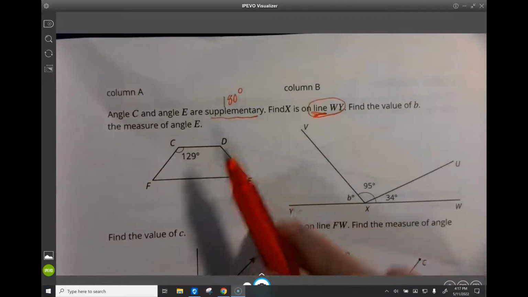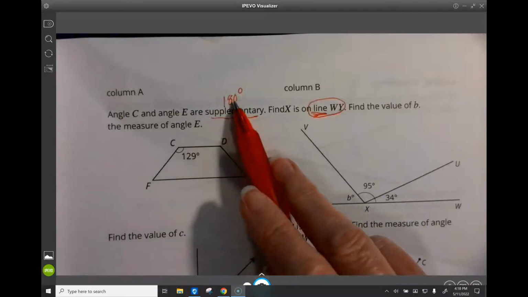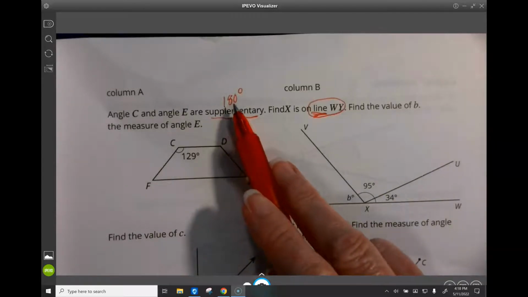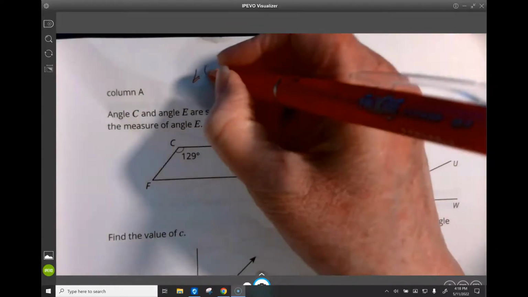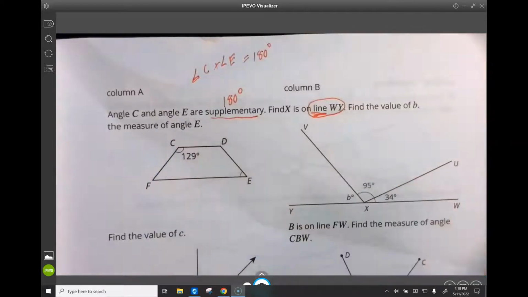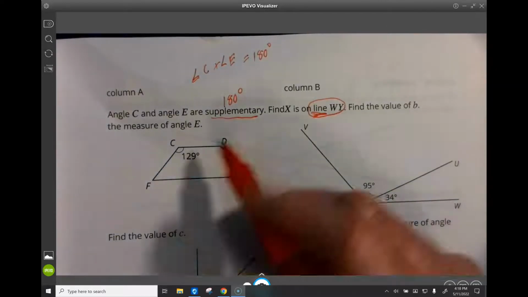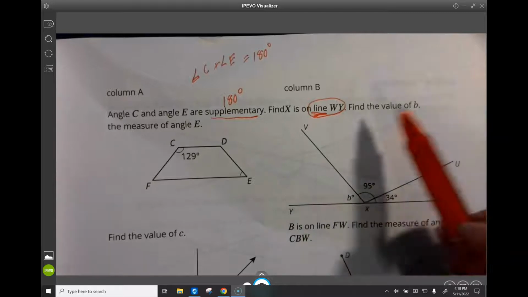So on this first one, I just want to point out a couple things. First of all, it says that they're supplementary. If they're supplementary, that means that they add up to be 180 degrees. So using this, angle C plus angle E equals 180 degrees. Okay? So the measures of those two angles add up to be 180. So I'll let you figure out what E is now if you haven't already.